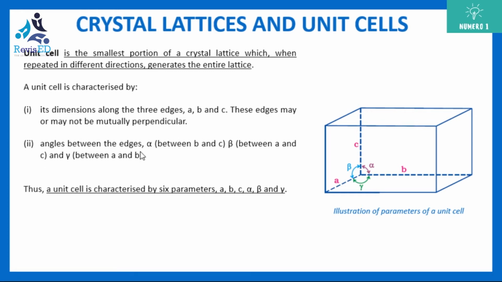And the angles between the edges: alpha, which is between b and c. You can see alpha is between b and c, beta between a and c, and gamma between a and b. So these are the 6 parameters. So a unit cell is characterized by 6 parameters, that is a, b, c, these are the lengths, and alpha, beta, gamma are the angles between these lengths.